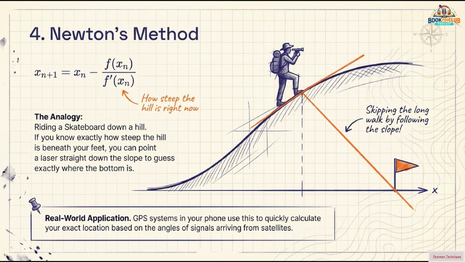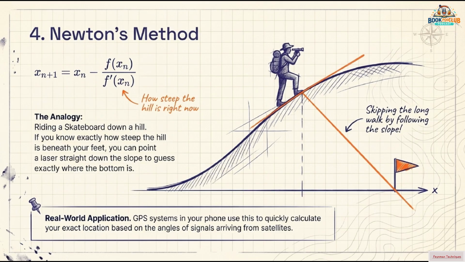You are riding a skateboard down a massive, smooth hill, trying to find the absolute bottom, the zero. But instead of riding all the way down, you have a laser pointer. Yeah. You aim the laser straight down the slope of the hill you're currently standing on, and you look at exactly where that laser dot hits the flat ground far away. And that dot is your next guess. Exactly. You just skip the whole ride.